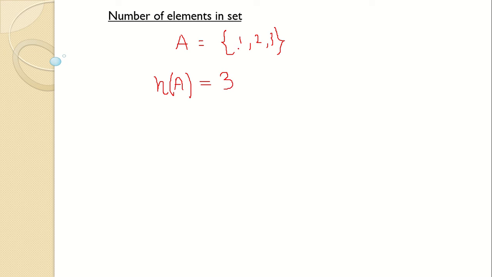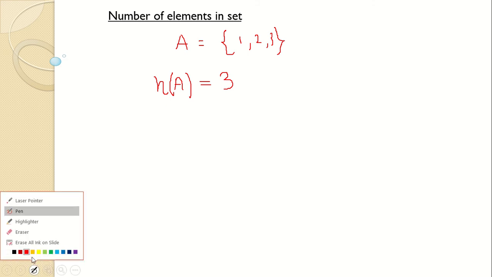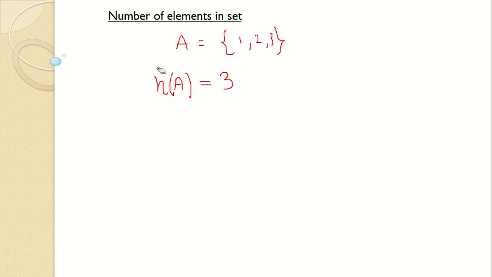We can very well see that in set A there are 3 elements, 1, 2 and 3. You just have to count how many elements are there. So that's going to be n of A is equal to 3, and n of A means number of elements in set A. Okay, that's I think quite easy, but it is very important also in order to solve the sums. Based on this we are going to learn one important formula also.